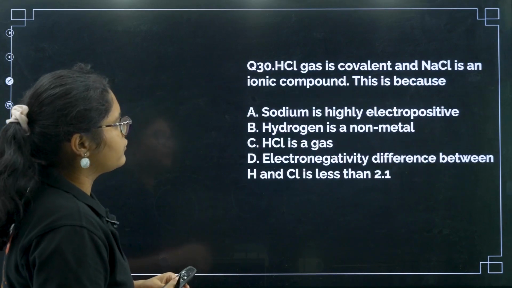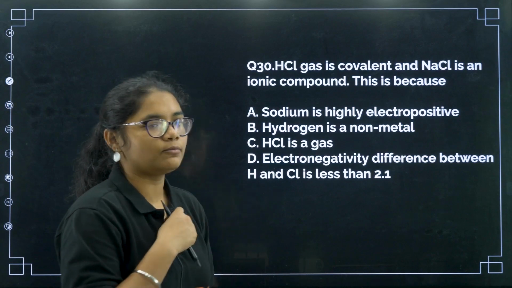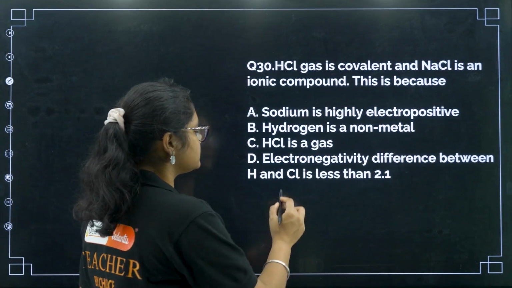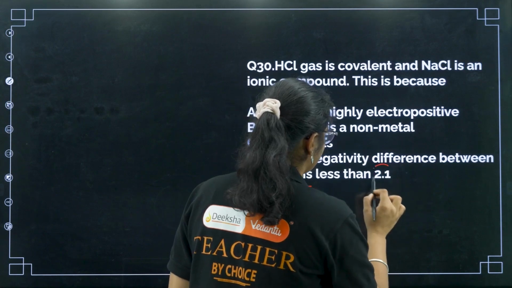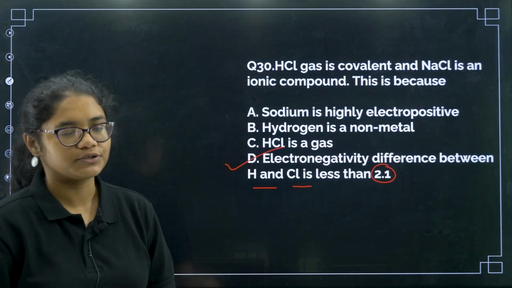Next, HCl gas is covalent and NaCl is an ionic compound. This is because, you know that for ionic bond we need an electronegativity difference of 2.1 or more. So between hydrogen and chlorine the electronegativity difference is less than 2.1. So correct answer is option number D.